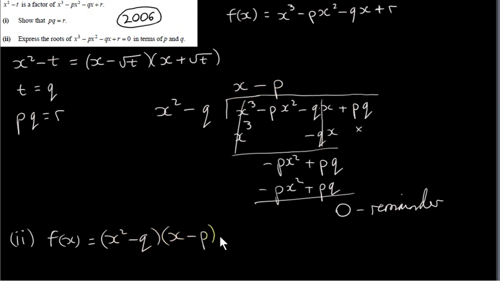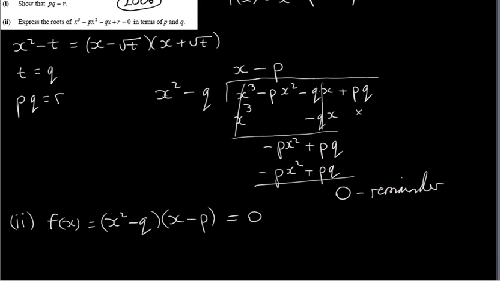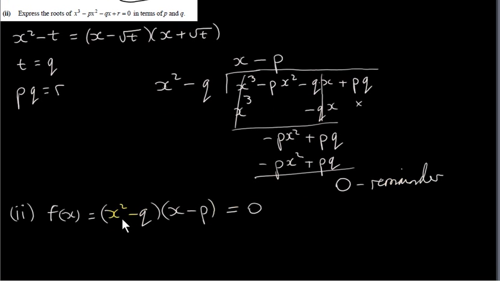And we're interested in the roots of this. So we've put it equal to 0. We solve this equation. So we have the product of these factors giving 0. So we put each factor in turn equal to 0. So if we put x squared minus q equal to 0, we get x equals plus root q or minus root q. Now we saw these already, but we had them in the form root t or minus root t, but t is equal to q.